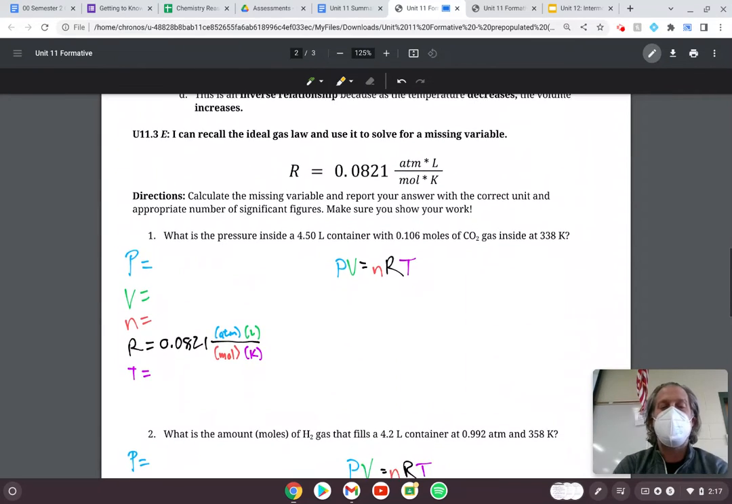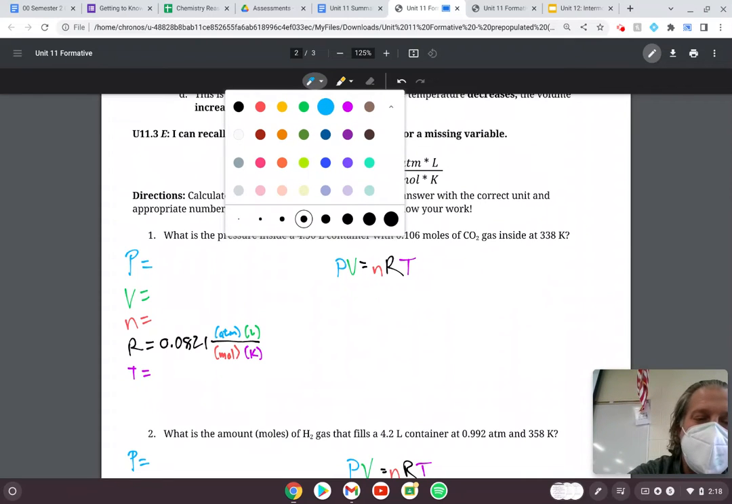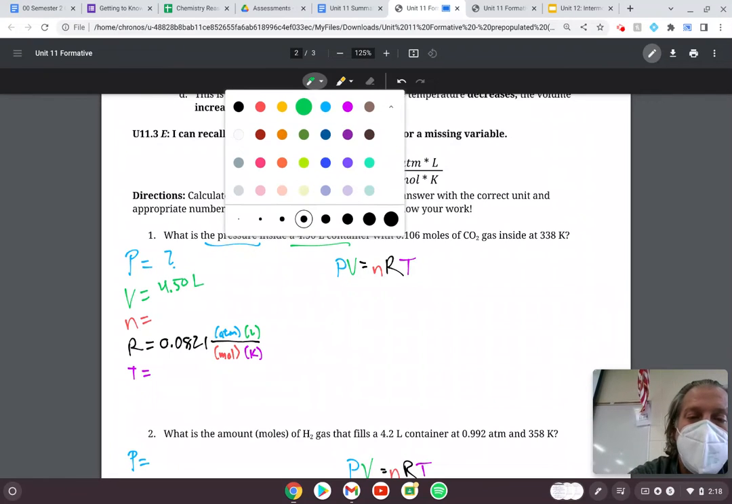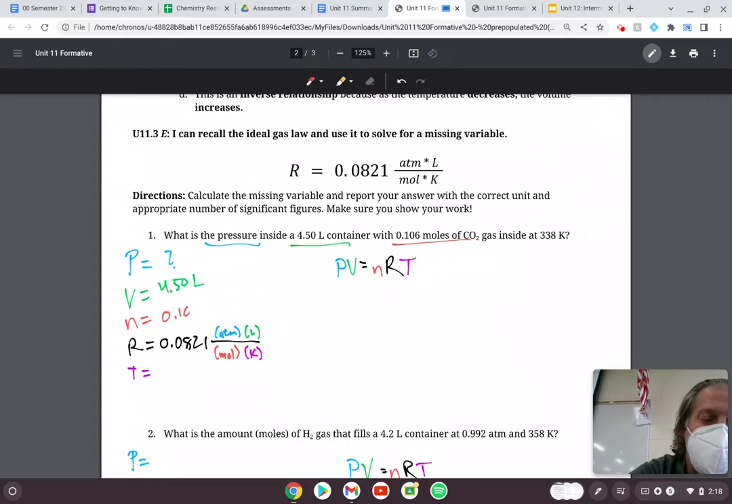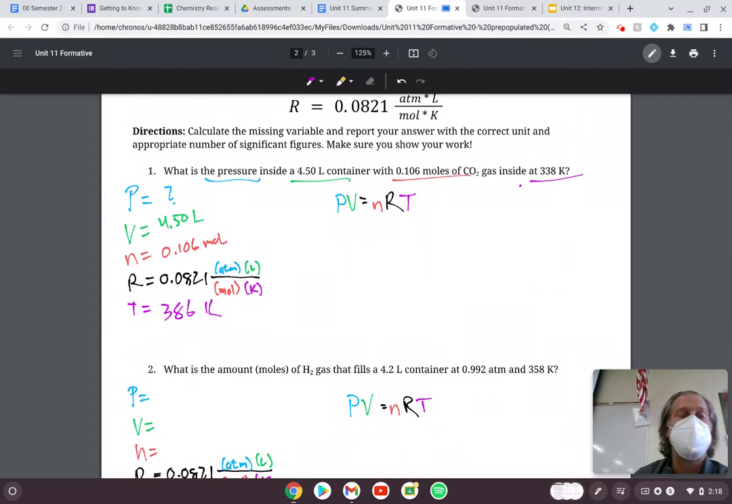The next section, you were asked to calculate a variable of a measurable quantity of a gas using the ideal gas law. So the first one says, what is the pressure inside of a 4.5 liter container, which is my volume, when the number of moles is 0.106 moles, and the temperature here is 386 Kelvin. So we've identified our variables, and we are going to plug them into our formula.